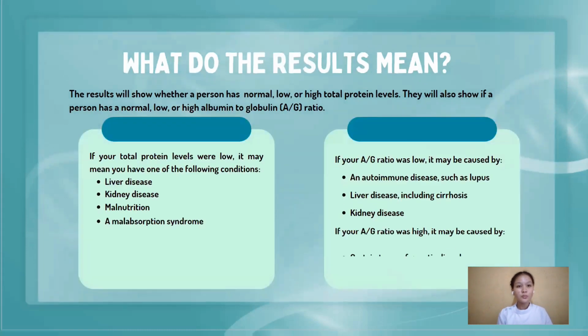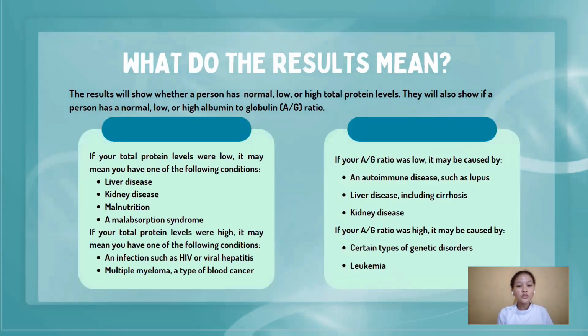What do results mean? The result will show whether a person has normal, low, or high total protein levels. They will also show if the person has a normal, low, or high albumin to globulin, or the AG ratio. If a person has low protein levels, it may mean a person has one of the following conditions. First, liver disease. Second, kidney disease.